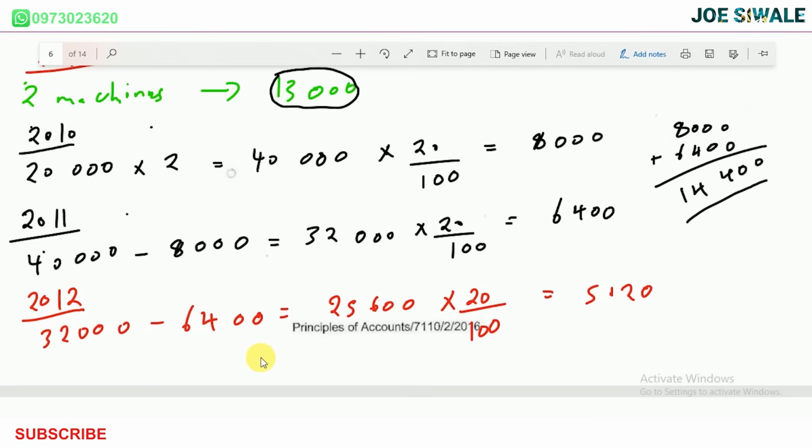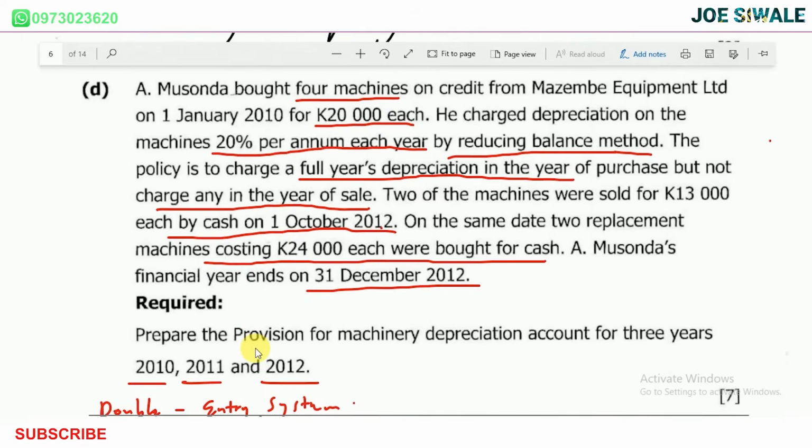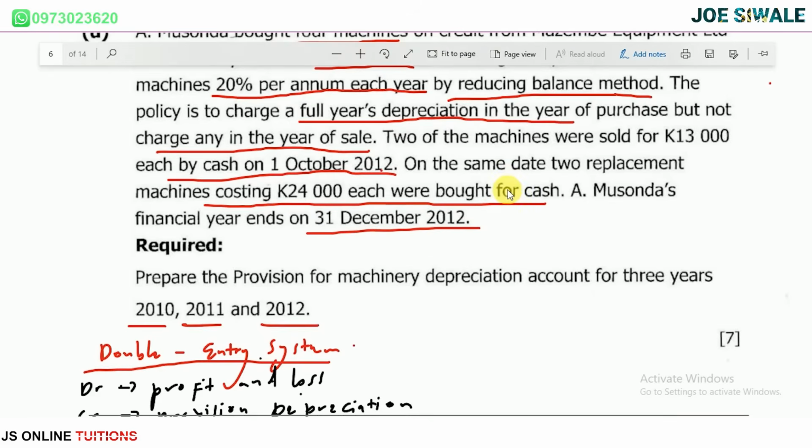And let us look at the question. The question also reads, on the same date, 2 replacement machines costing 24,000 each were bought for cash. So we need to calculate depreciation of the 2 replacement machines that were bought. Since the question reads, the policy is to charge a full year's depreciation in the year of purchases, we are going to calculate a full depreciation for the 2 machines.